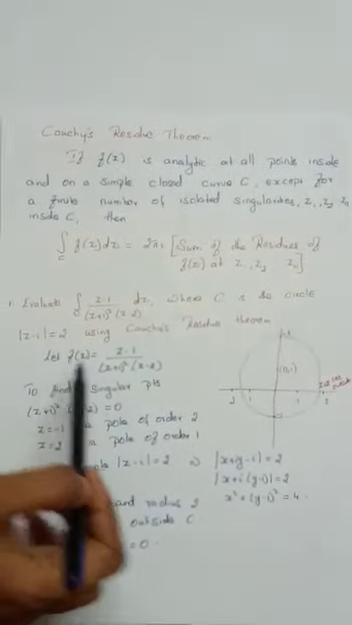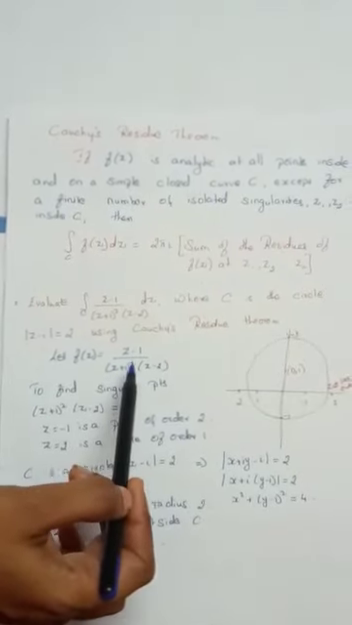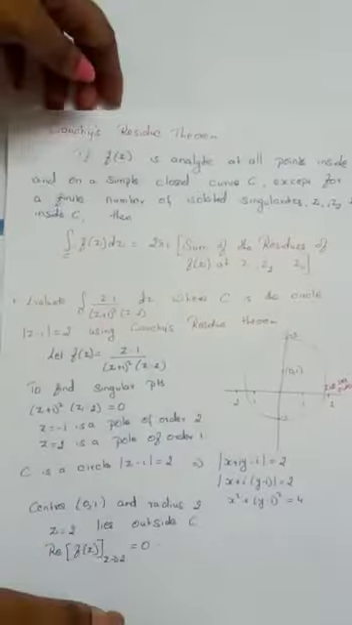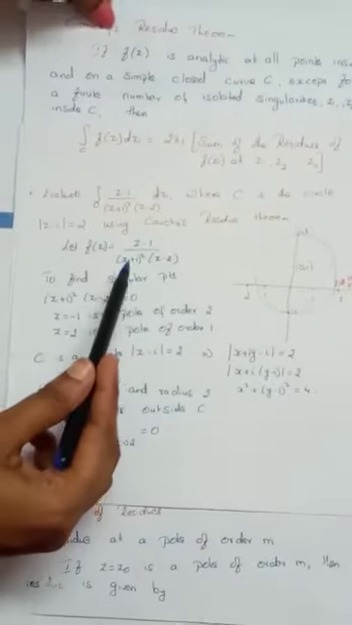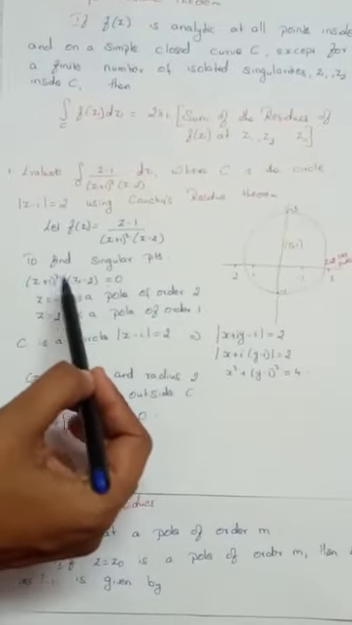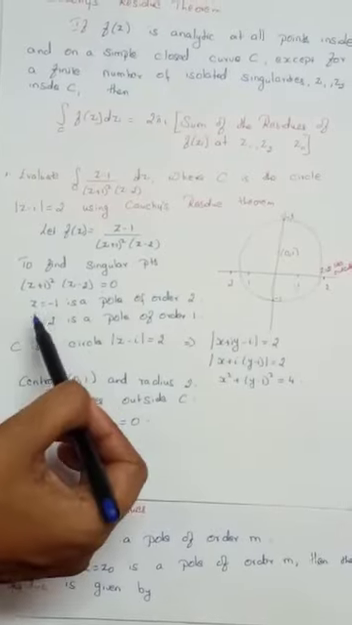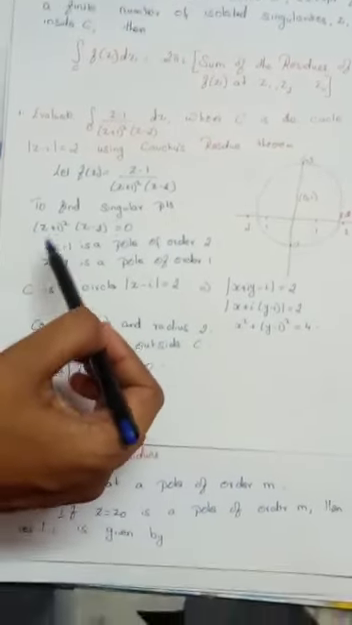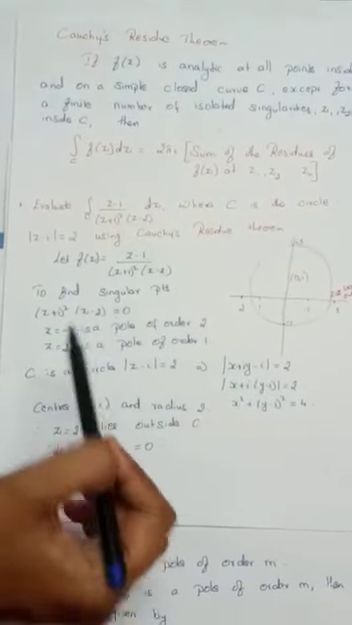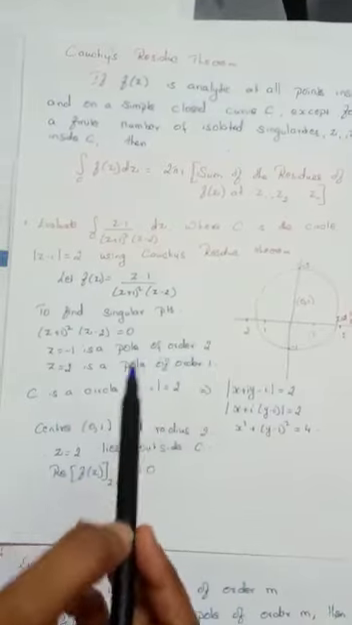First, let us consider f of z. f of z is equal to z minus 1 divided by (z plus 1) whole square times (z minus 2). To find the singular points, you need to equate the denominator to 0. That is, (z plus 1) whole square times (z minus 2) is equal to 0, from which we can define the pole and order. Now, z is equal to minus 1 is a pole of order 2, and z is equal to 2 is a simple pole of order 1.